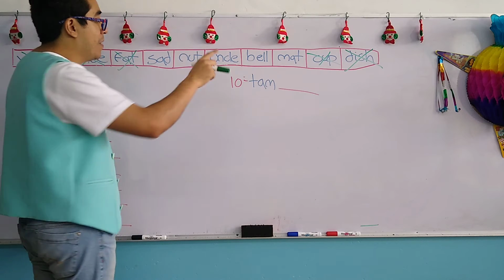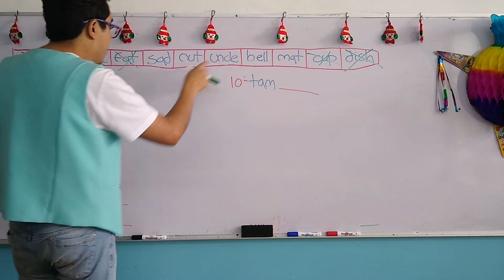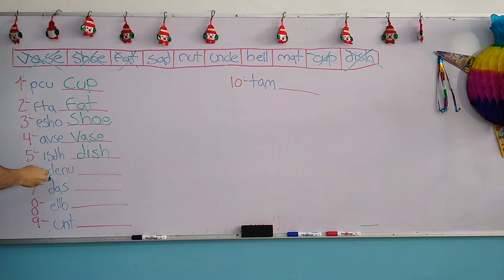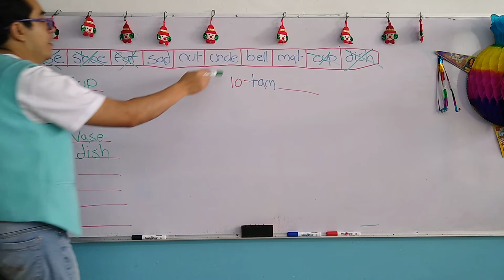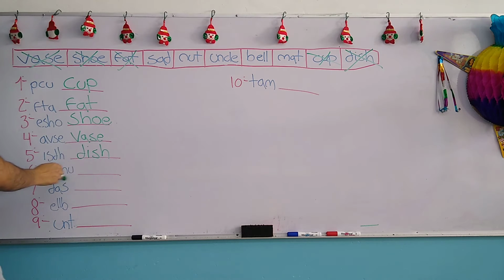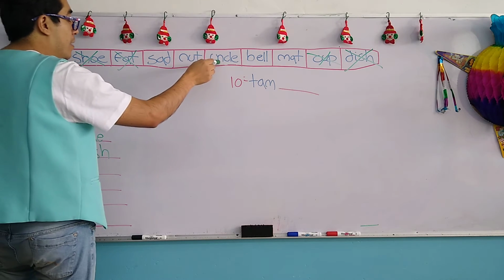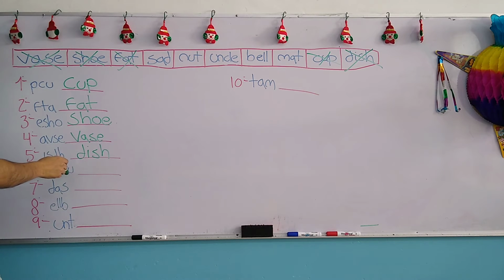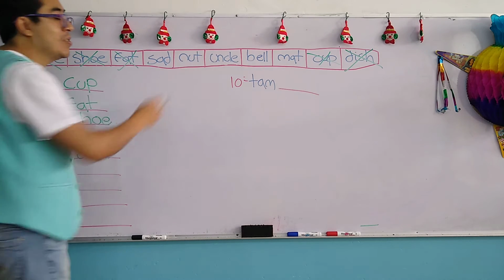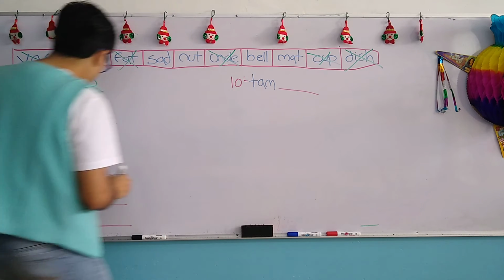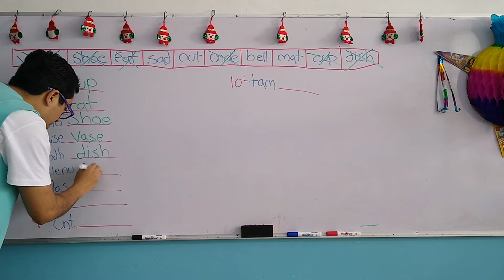Let's see. Vamos a ver if this is the correct word. We have a C. Here it is. We have an L. Here it is. We have an E, here it is. We have an N, here it is. And we have a U. Yes, this is the correct word. So we mark it. And the correct word is uncle.